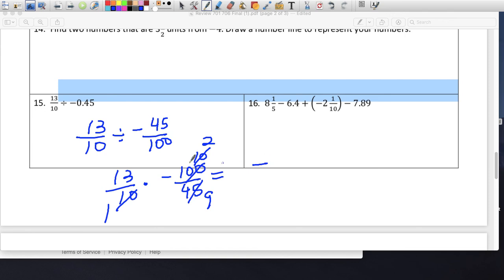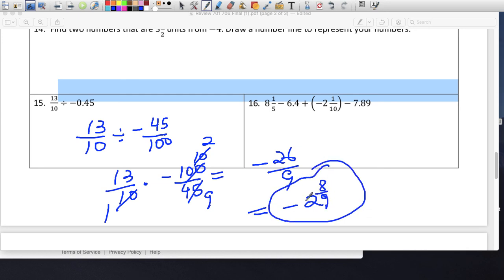Positive times a negative is a negative. 13 times 2 is 26. And 1 times 9 at the bottom is a 9. You can, most likely, probably, you're going to do, 9 goes in 26 2 times, which is 18. And then 8 left over 9. So your multiple choice answer will probably look like that for this problem.